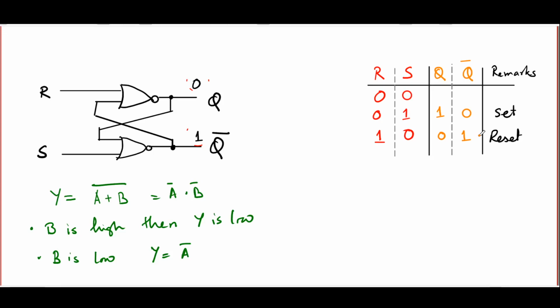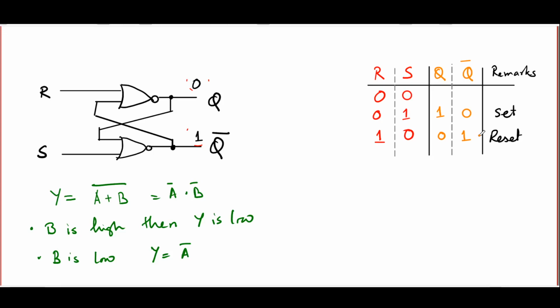Note that when you have the 0-1 combination of the inputs R and S, the latch is set. Q is set to 1, Q bar is set to 0, irrespective of what the situation was before. When R is 1, S is 0 on the other hand, Q goes to 0, Q bar goes to 1, the latch is reset, and this happens irrespective of what the state was before.